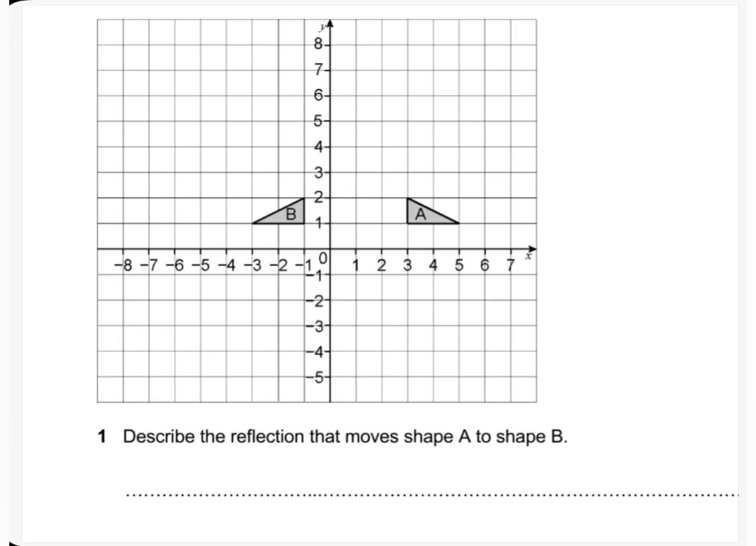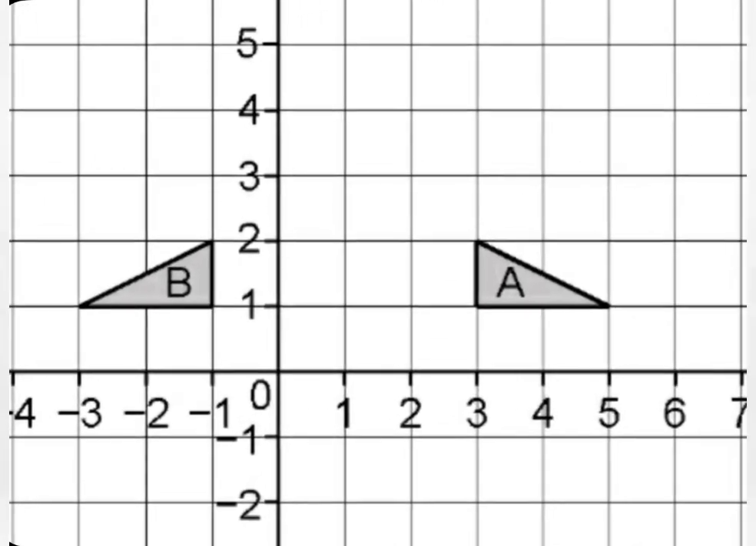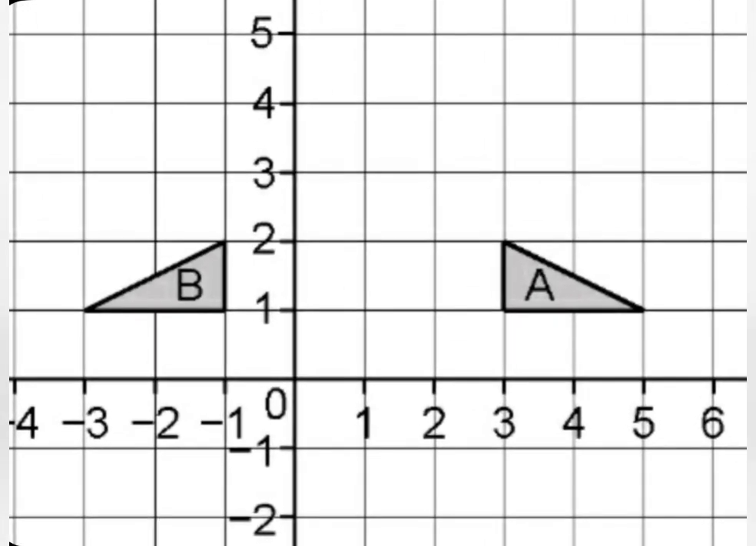Now, how do we get lines of reflection? First, let's take a look at the two shapes. We have A and B. To get lines of reflection, you have to find the midpoint or the midline between the two shapes. And to find the midpoint between two shapes, you have to find the midpoint between two corresponding points.